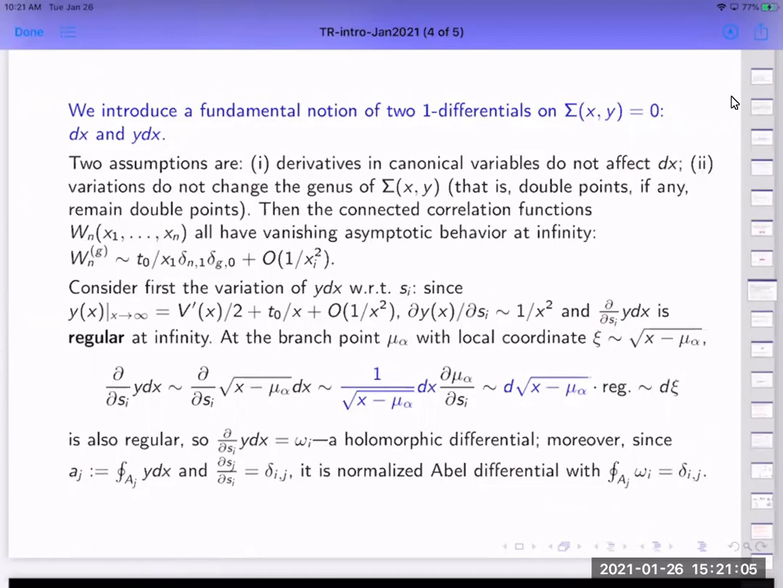So we have these two differentials, and I impose several assumptions. The first is that the derivatives in canonical variables, and I still haven't said what canonical variables are, I reserve that for the next two slides, do not act on the one differential, on dx. So dx we fix once and for all. The only action is on the second differential, or on the function y.